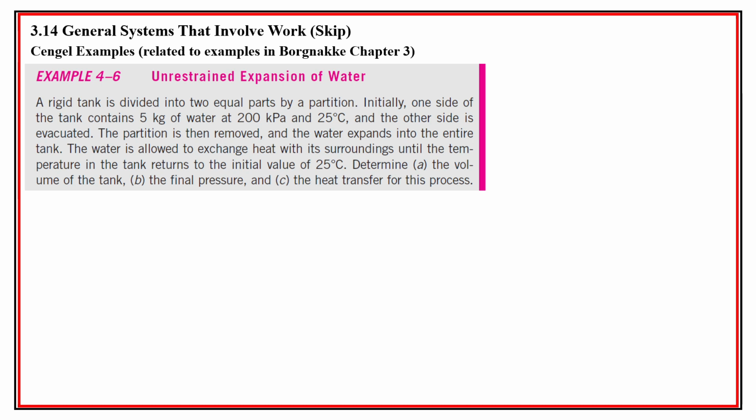So here's one where we have unrestrained expansion of water. We've had problems similar to this, but not exactly identical. We have a rigid tank that's divided into two equal parts by a partition. Initially on one side of the tank, there's 5 kilograms of water at 200 kilopascals and 20 degrees Celsius. The other side is evacuated, which means it's in a perfect vacuum, but it has the same volume as the other side. The partition is then removed, and the water expands into the entire tank. The water is allowed to exchange heat with its surroundings until the temperature in the tank returns to the initial value of 25 degrees Celsius. We want to determine the volume of the tank, the final pressure, and the heat transfer for this process.